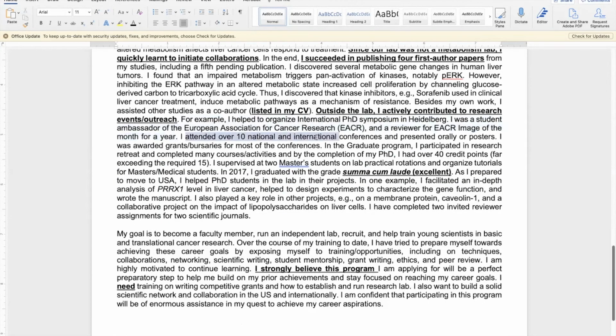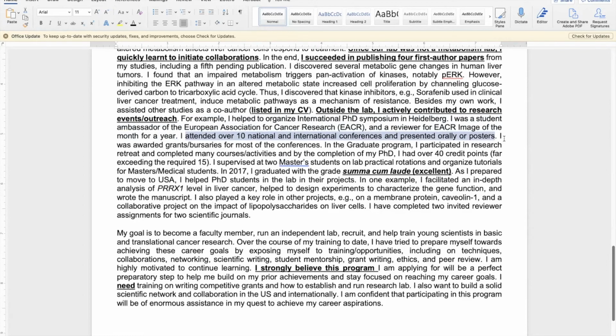I attended over 10 national and international conferences and presented orally or as posters. This is listed in my CV, so they'll be able to see it. I was awarded grants and bursaries for most of the conferences. I also listed this in my CV. They should be able to see it there if they check. In the graduate program, I participated in research retreats and completed many courses and activities, and by the completion of my PhD, I had over 40 credit points, far exceeding the required 15 credit limit. So I'm not just talking about my achievements. I have not said that I'm better than anybody.